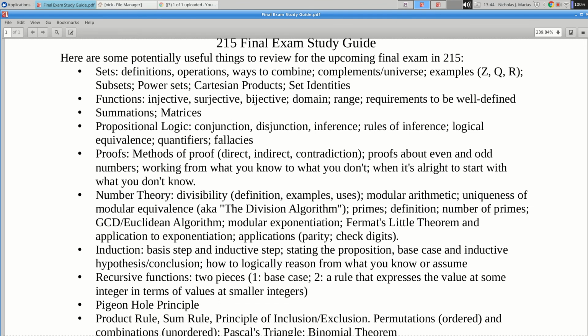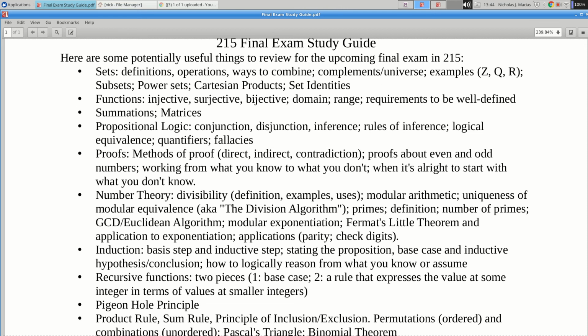Applications, we talked about parity and check digits. I don't think I have any applications on the exam. Right, your application is solving the problem and putting down the answer. And there's no cryptography, so you don't have to crack a crypto code for me.